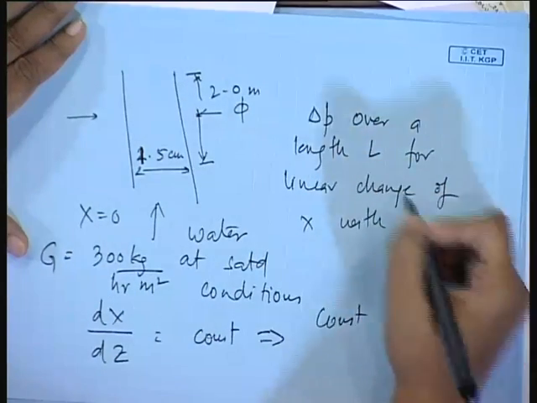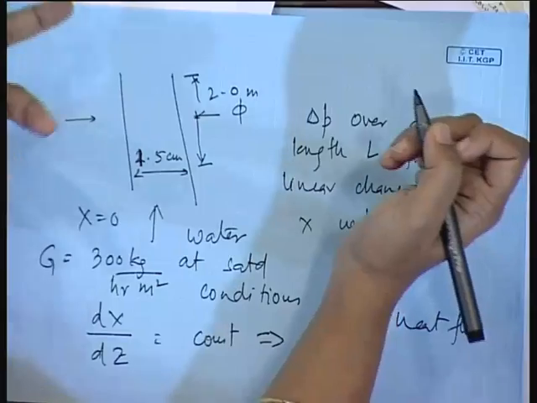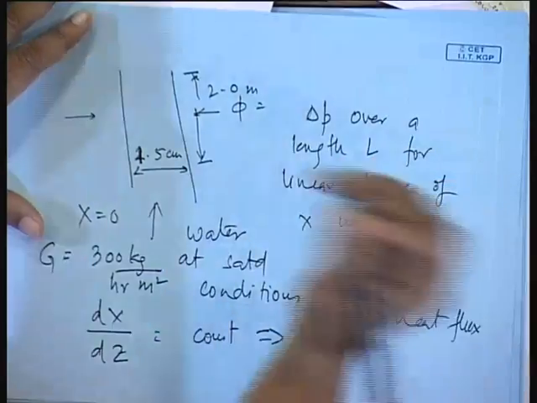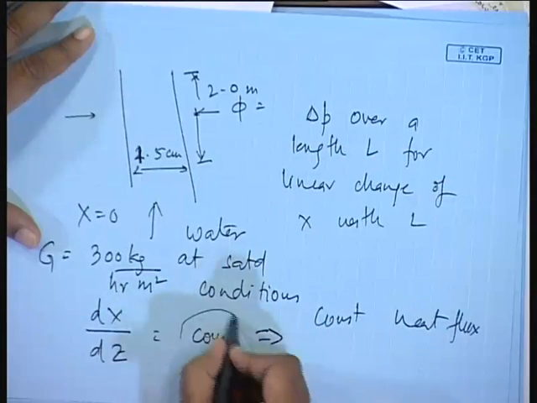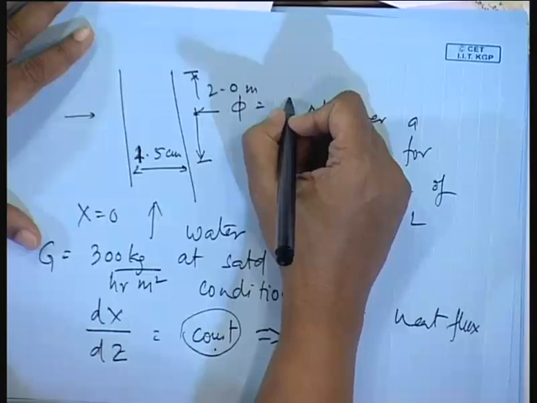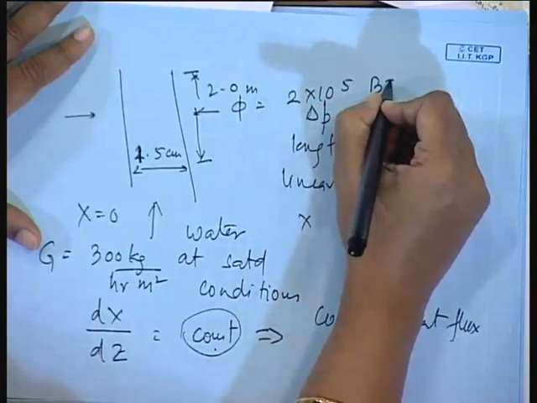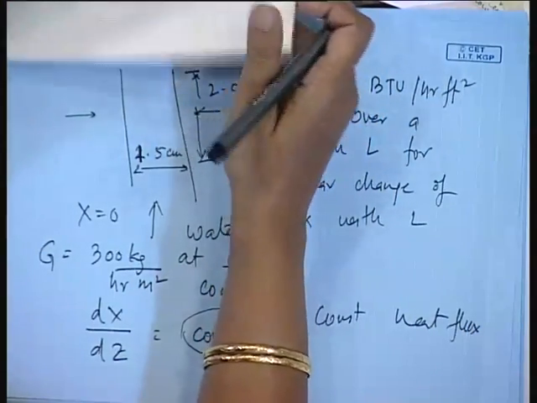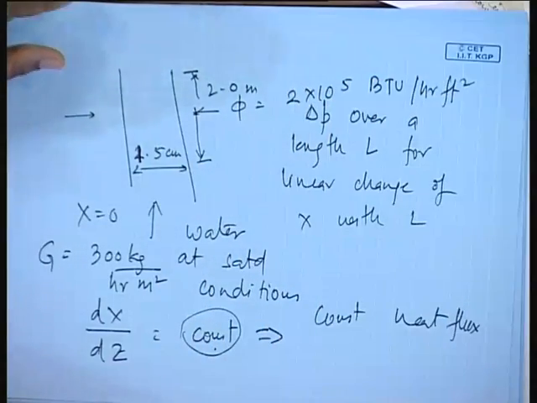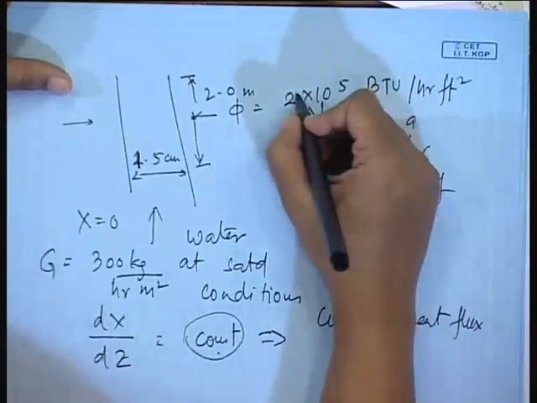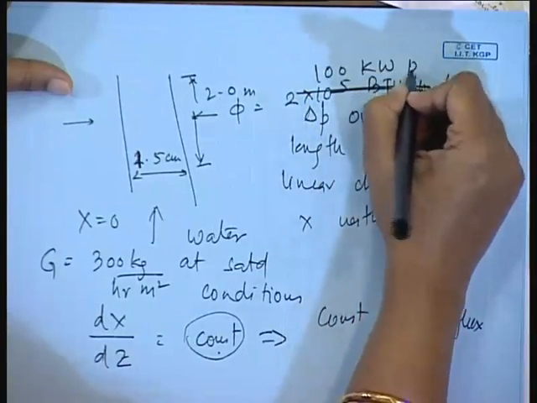And I have already told you dx/dz equals constant, and therefore it implies a constant heat flux. If I give you the value of the constant heat flux, then you can find out this particular constant value of dx/dz, isn't it? So the heat flux you can take as 2 into 10 to the power 5, oh, this is in BTU, I forgot to convert it. Anyhow, I have it, sorry. So this is at 100 kilowatt power, you do not take this, you take it as 100 kilowatt power.